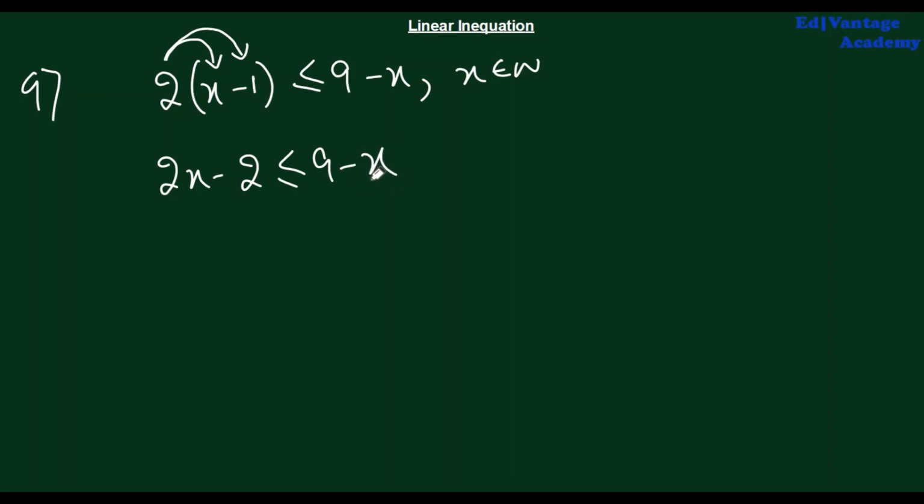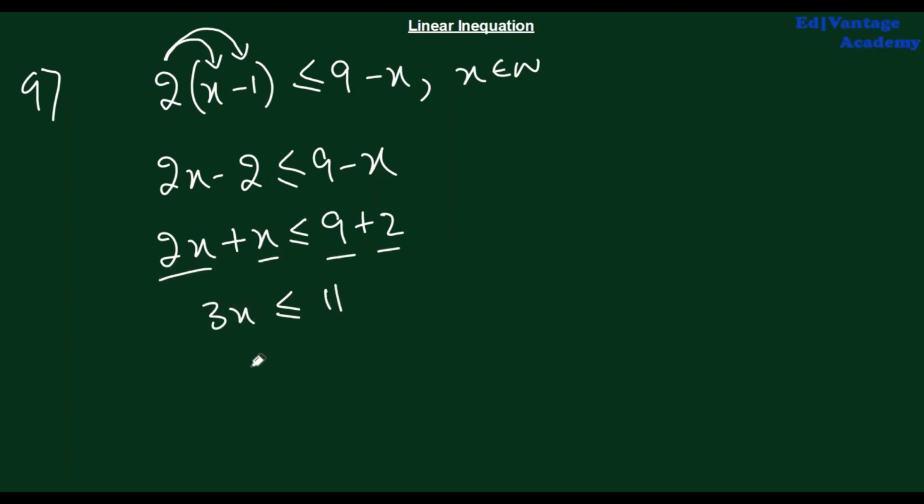Rearranging the like terms, x has to go to the left side, so it is negative x, it will become positive x. Minus 2 will go to the other side, it's minus 2, it will become plus 2. Since we did not multiply or divide by a negative number, we just added and subtracted, the symbol doesn't reverse. 2x plus 1x, 3x. 9 plus 2 is 11, so x is less than or equal to 11 by 3. If you check, 11 by 3 comes to almost 3.666, so we can write 3.67.